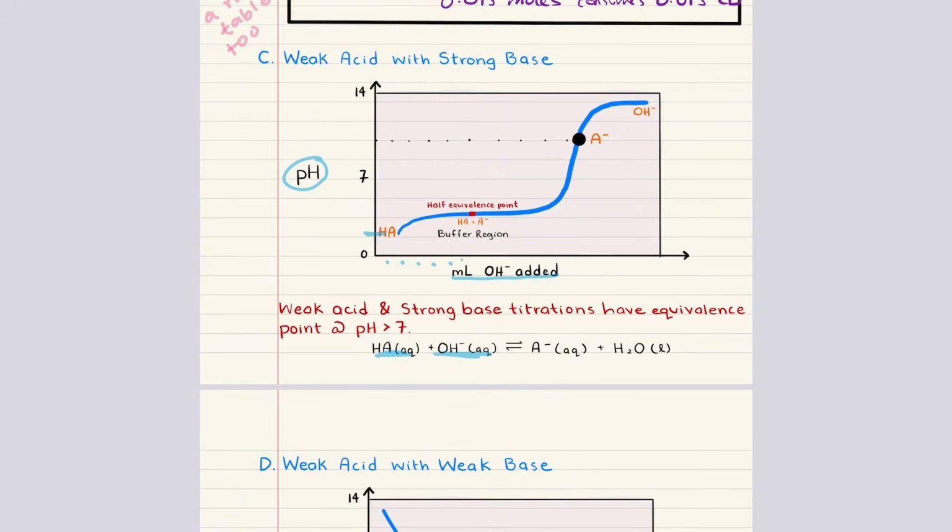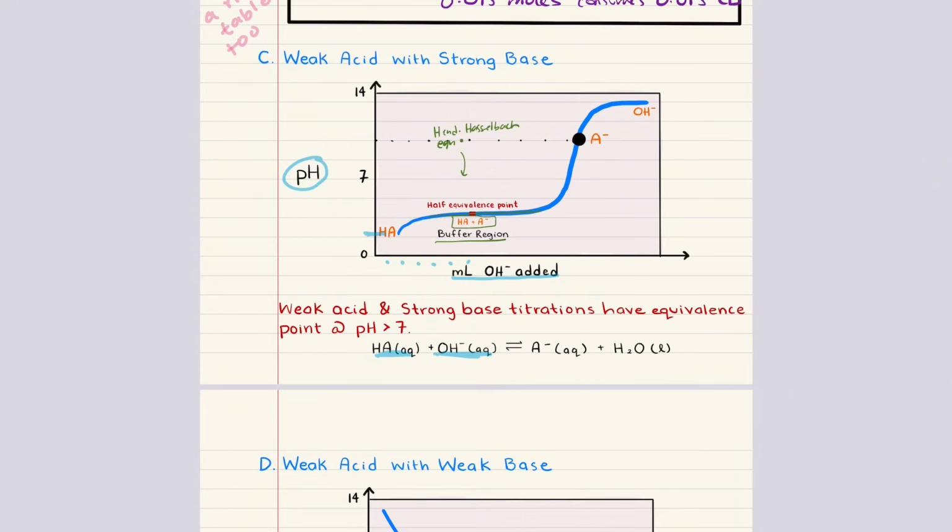But as base is added, each drop consumes the weak acid HA, and it creates its conjugate base, A with a -1 charge. So the solution becomes a buffer mixture of HA and A minus 1. That flat, gently rising shoulder you see at low volumes, that is the buffer region. And while we are in that region, the Henderson-Hasselbalch relationship is our best tool.